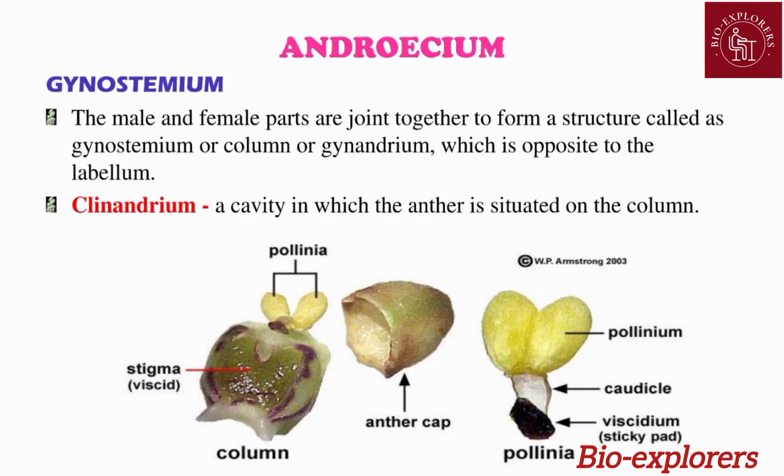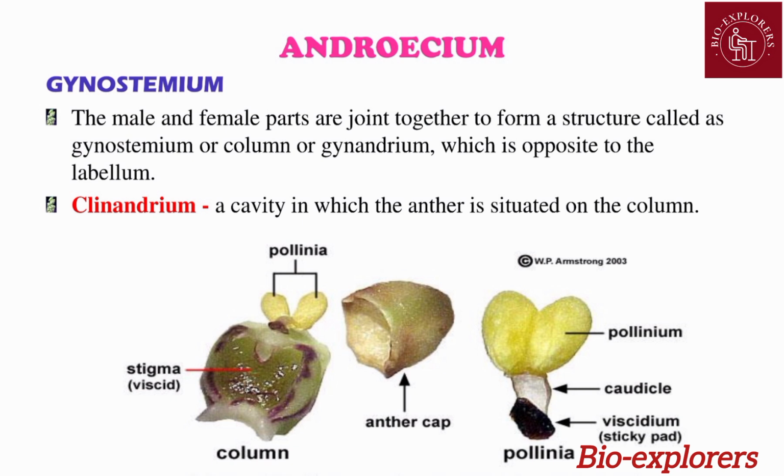So now we pass on to the male reproductive part, androecium. In androecium, the stamens are generally joined with the style and stigma. So it forms a gynostemium or column or gynandrum structure, which means the male and female parts are joined together to form a single structure. That structure is known as gynostemium or column or gynandrum, which is located opposite to the labellum.